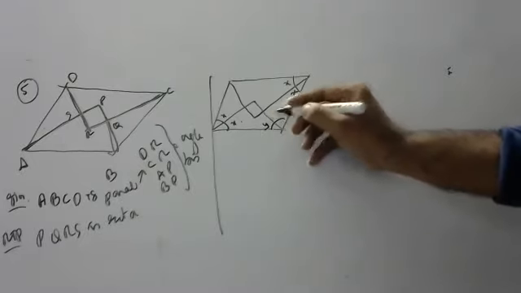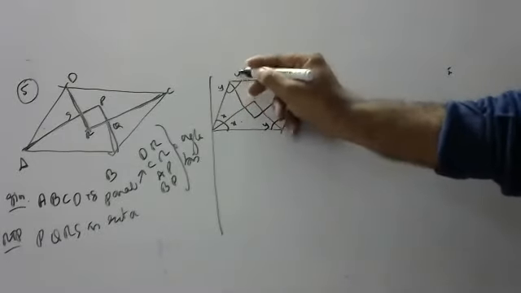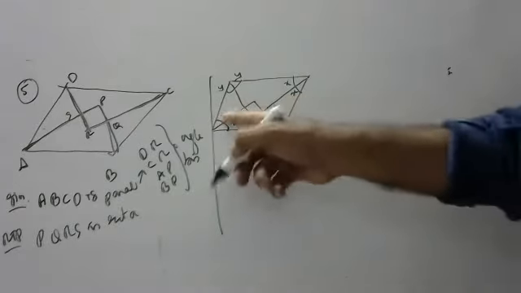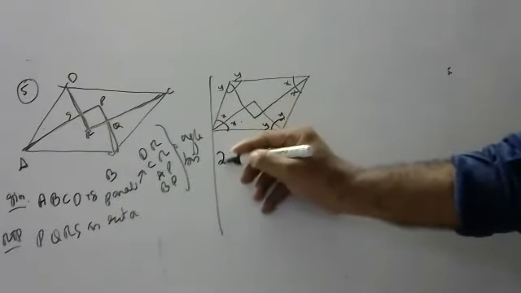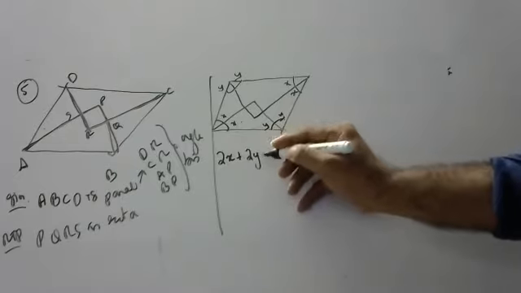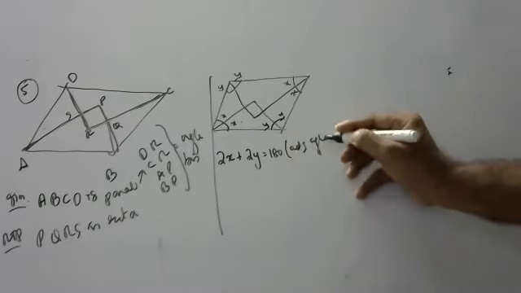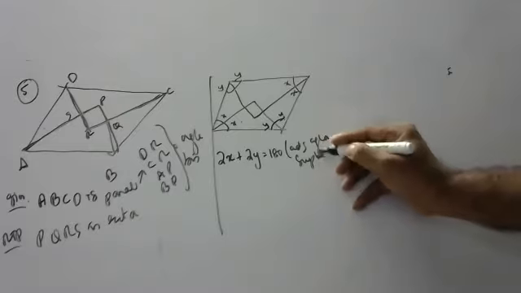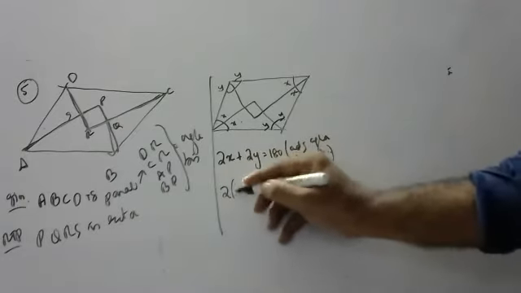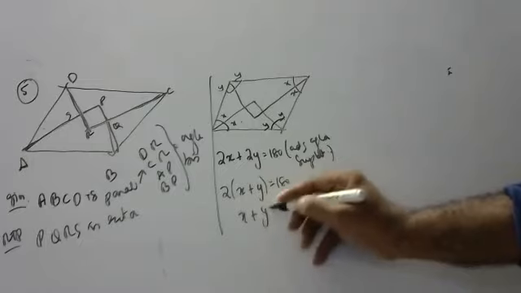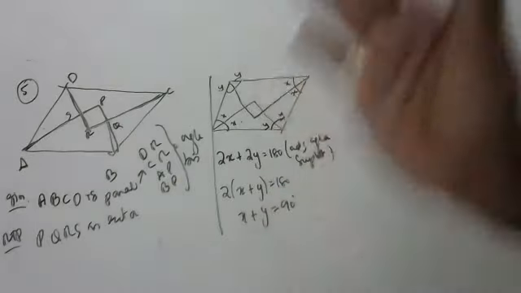Children, if this is y and y, this is also y and y. Why, children? Opposite angles are equal in a parallelogram. Adjacent angles are supplementary. Very nicely, all are saying, right, children? That's why I think it is raining today. 2x plus 2y is equal to 180. X plus y is equal to 180 by 2. X plus y is equal to 90.